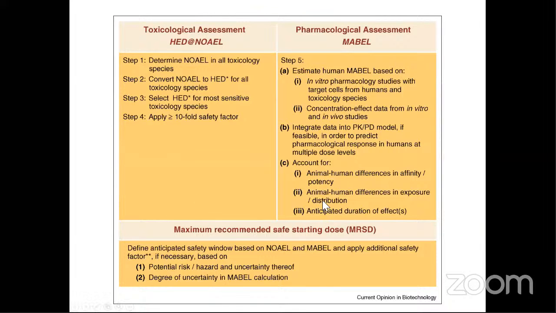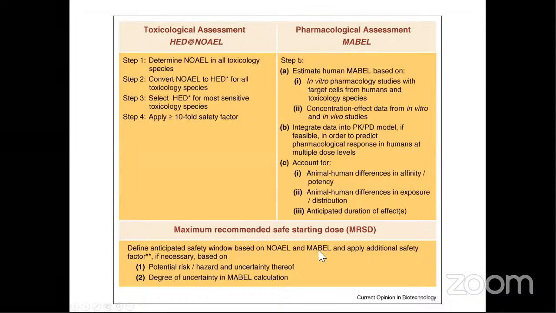On the other hand, the right panel describes the assessment of the pharmacology and determination of MABEL. And that is important for the consideration of the pharmacologically active dose. So basically, MABEL is the minimum anticipated biological effect level. You identify a concentration where you start to get that biological effect. That is done through an in vitro assay, and then integrating the data into a PKPD modeling approach if it's possible. That approach accounts for animal to human differences in affinity versus potency, also animal to human differences in exposure and distribution, and what would be the anticipated duration.